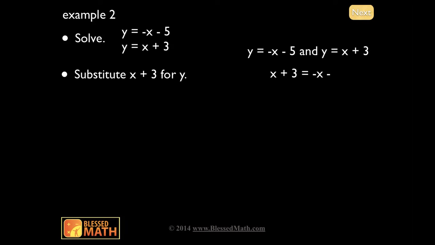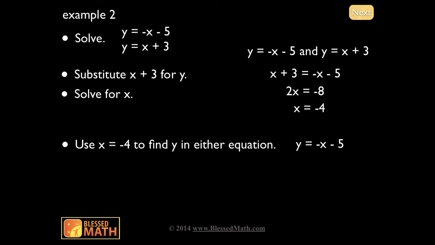So when we take those, we're going to solve our equation for x. I'm going to add x to both sides to negate the negative x on the right, giving me 2x. And then I'm going to subtract the 3 from both sides, giving me negative 5 minus 3 as negative 8. And 2x equal to negative 8. Divide both by 2 to eliminate that 2 coefficient in front of the x, gives me x is equal to negative 4.